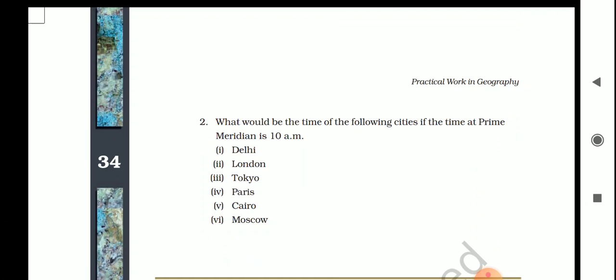Okay, then we have the next question. What would be the time of the following cities if the time at the prime meridian is 10 a.m.? We have some places like Delhi, London, Tokyo, Paris, and two more. If we talk about Delhi, the time can be 3:30 p.m. if the time at the prime meridian is 10 a.m.